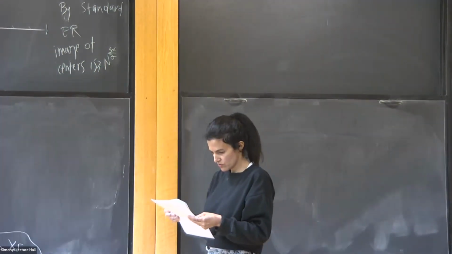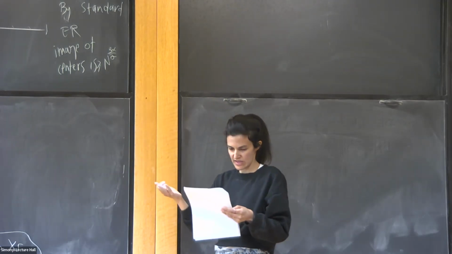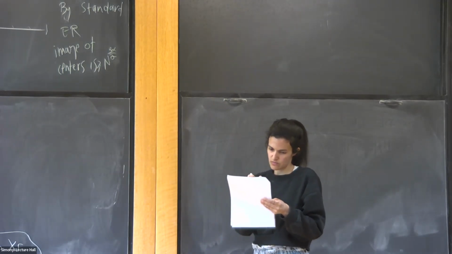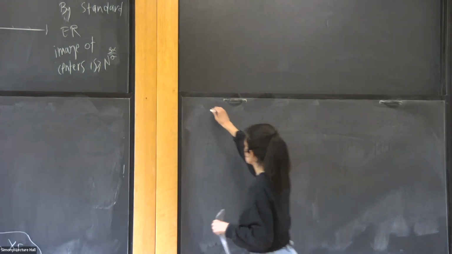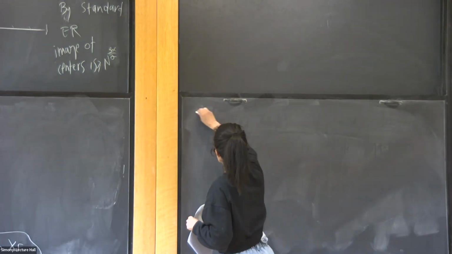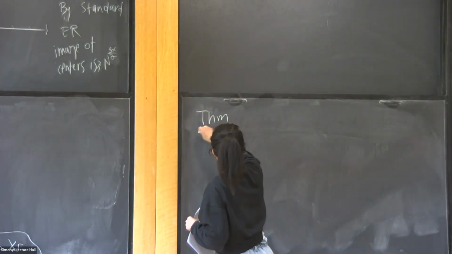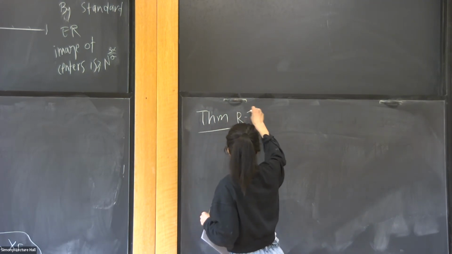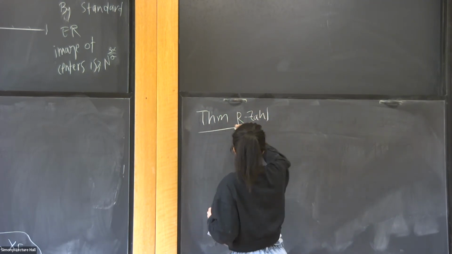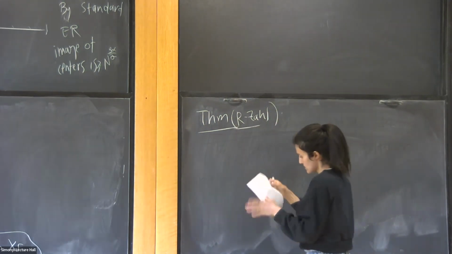So I want to prove the theorem with the flat sets. So, should I restate it? Sketch the proof.